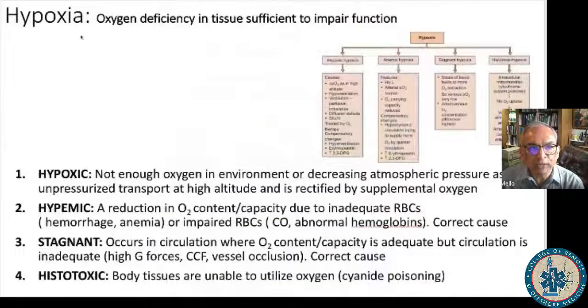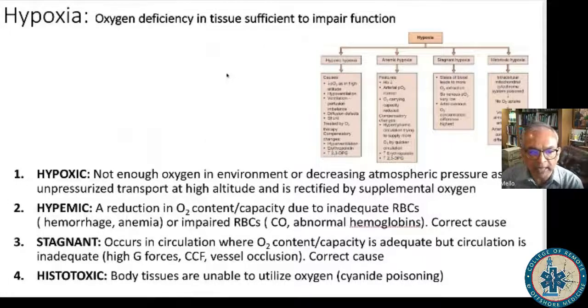Next, let's look at the different types of hypoxia. Hypoxia is defined as oxygen deficiency in tissue sufficient to impair function, and the function that is critical is the brain. There are 4 kinds: hypoxic, hypemic, stagnant, and histotoxic. In hypoxic, the patient is not getting enough oxygen in the environment, or there is a decreasing atmospheric pressure, as in unpressurized transport at high altitude, and is easily rectified by supplemental oxygen.